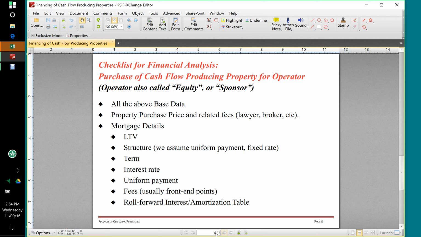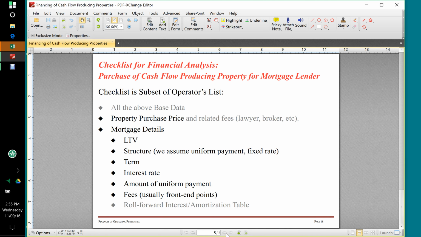We need to know the interest rate. The interest rate for the example we used in class for Apex was 10%. We need to know the amount of the uniform payment, and we looked at how to solve for that in class, and I'm going to look at that in much more detail with you now. We need to know what fees the lender is going to charge us, and we need to put together that roll forward interest and amortization table that we looked at.